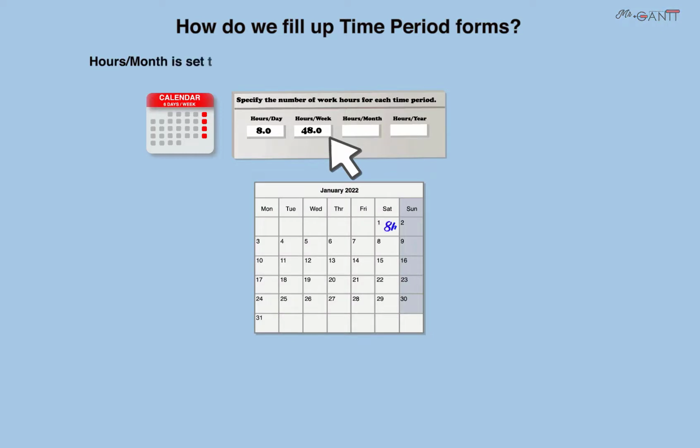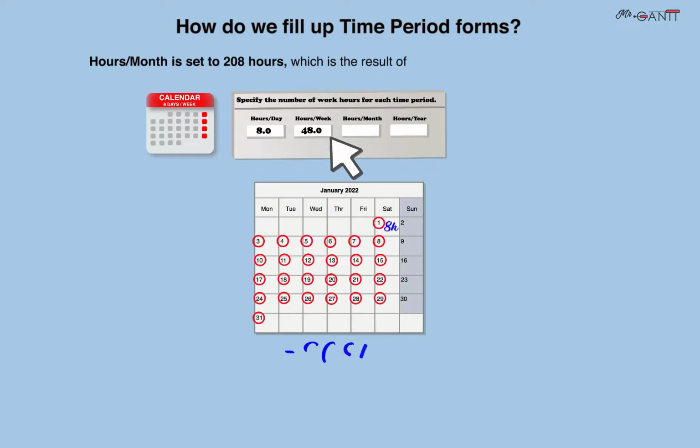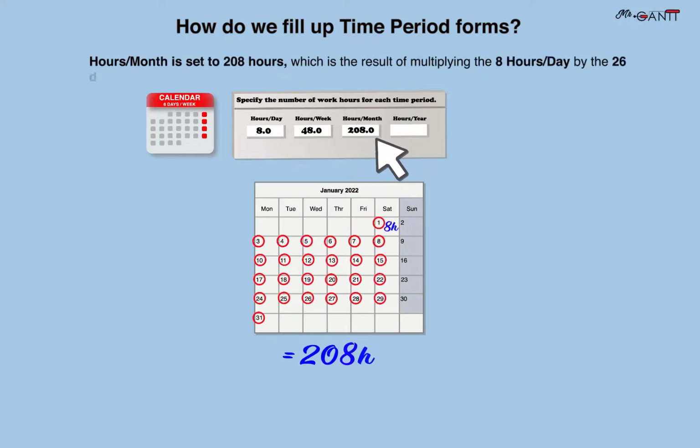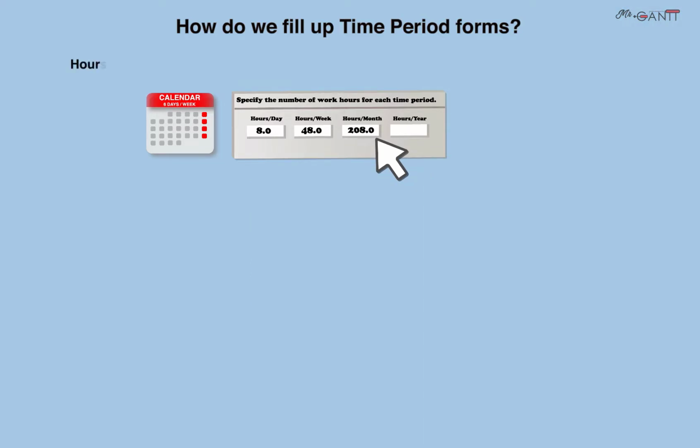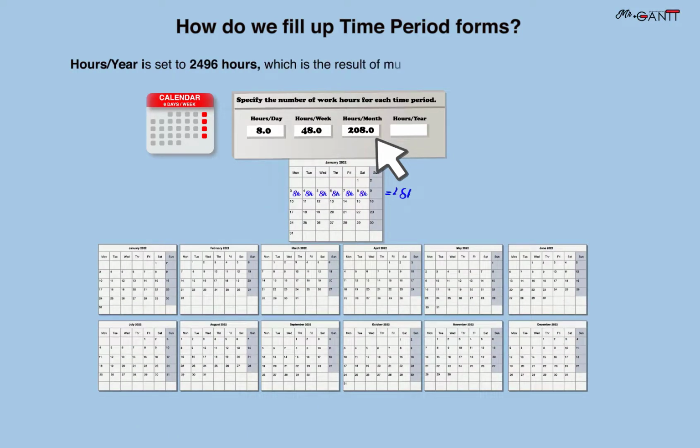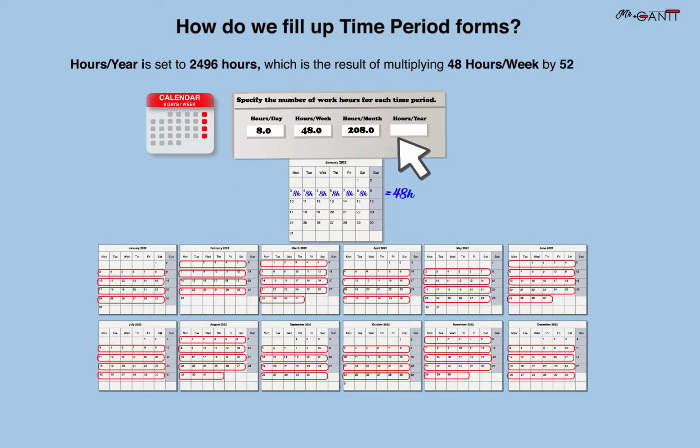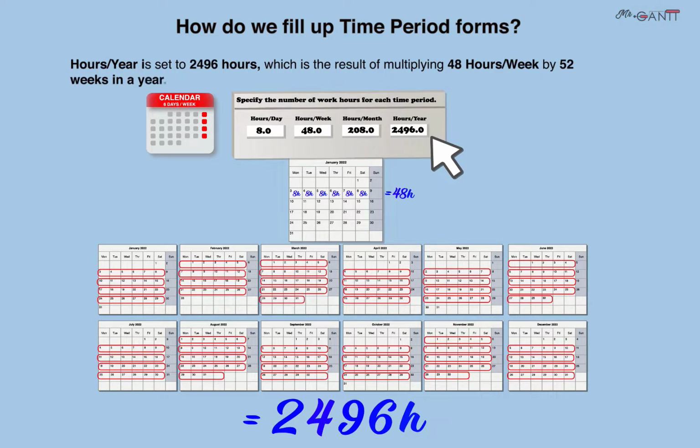Hours per month is set to 208 hours, which is the result of multiplying the 8 hours per day by the 26 days for a 6-day working week. Hours per year is set to 2,496 hours, which is the result of multiplying 48 hours per week by 52 weeks in a year.